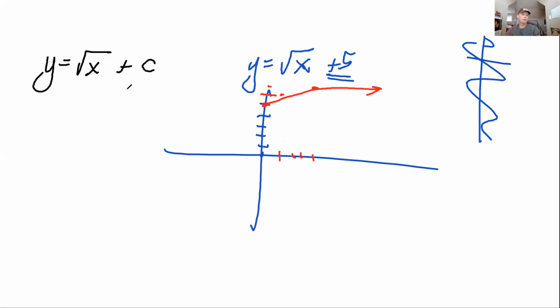So right here, this means shift up or down, C. That's not very good C, is it?